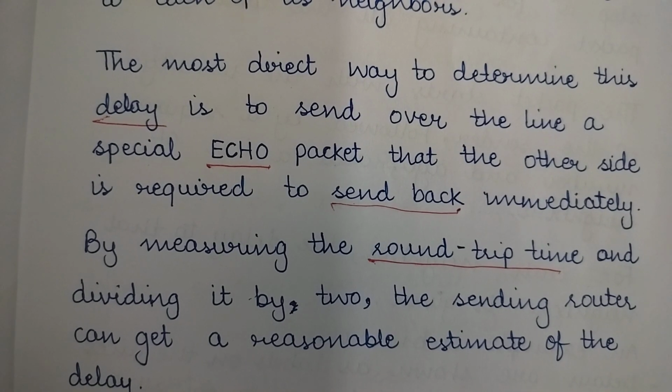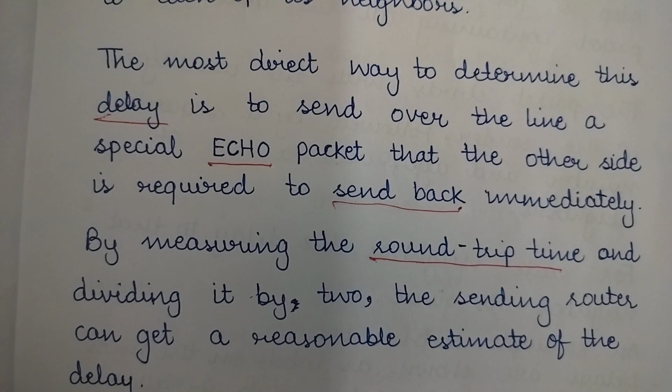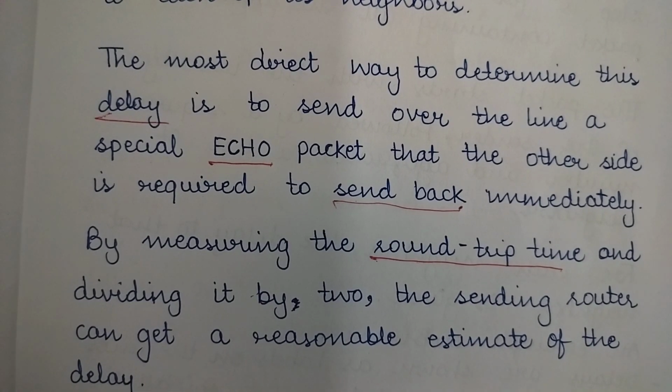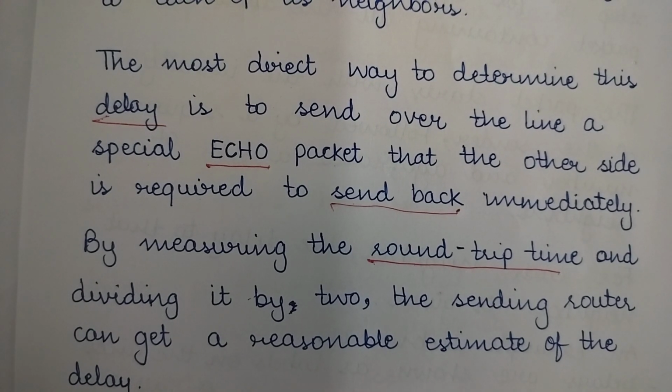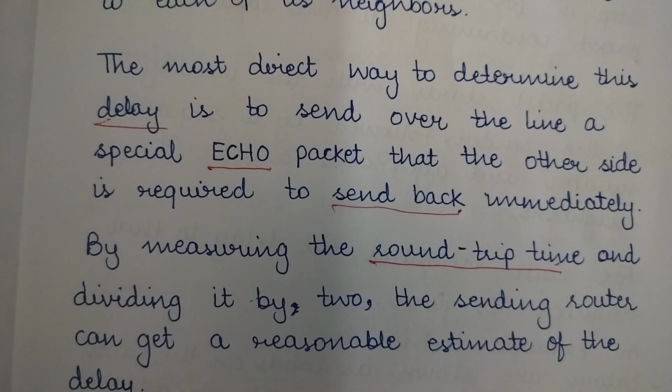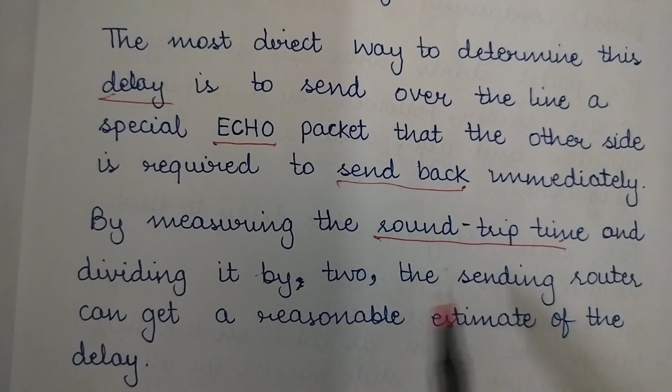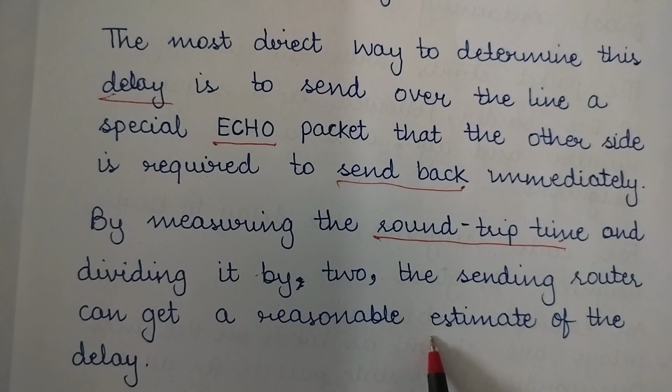So that is known as the round trip time. That means from the sender to receiver, from the source to destination, and then again from the destination back to the source. This entire time is known as the round trip time. So by measuring the round trip time, that is the time from which the echo packet was sent from the router to every other neighboring router, and the time till it came back from the neighboring routers to the router which had sent the echo packet, that is the round trip time. And this is measured and then it is divided by 2. The sending router can get a reasonable estimate of the delay, right?